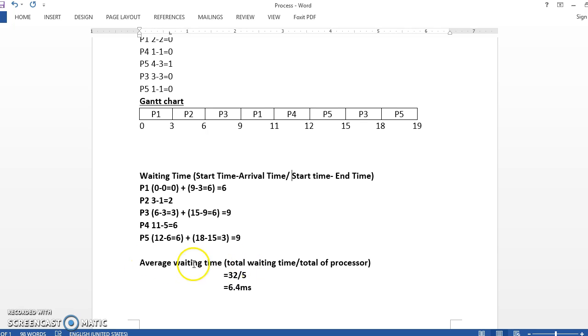Lastly, we need to calculate the average waiting time with the formula total waiting time divided by total number of processes. There is 32 divided by 5, and the final answer is 6.4 milliseconds.